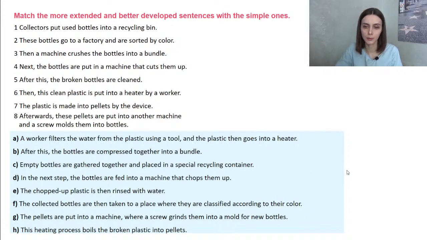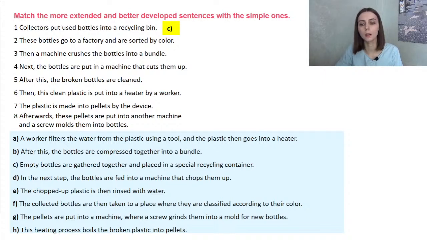So let's check your answer. The answer is C, exactly. So collectors put used bottles into a recycling bin, or empty bottles are gathered together and placed in a special recycling container. Alright, so number 2, these bottles go to a factory and are sorted by color.